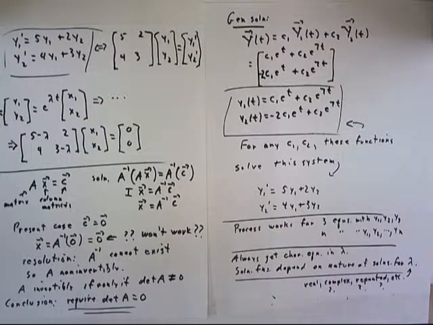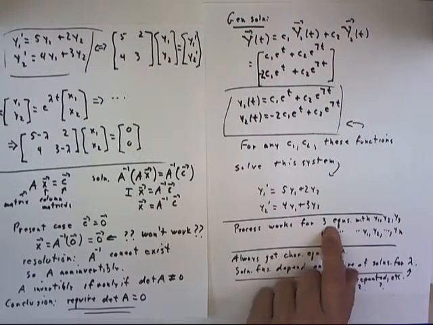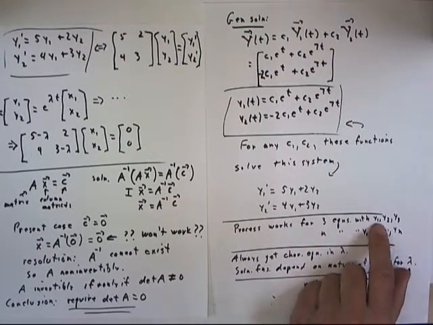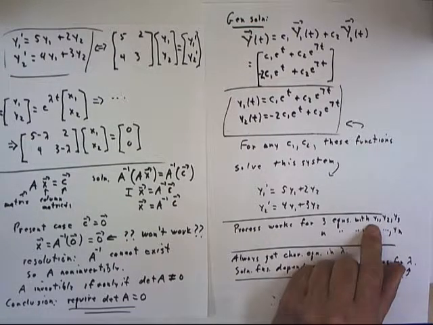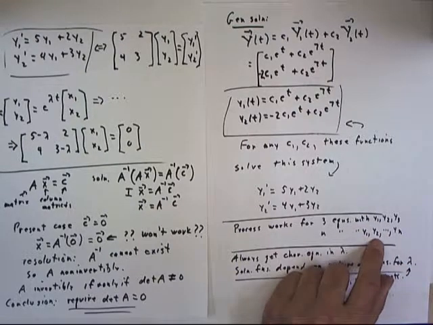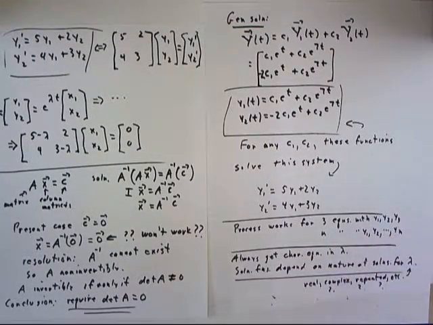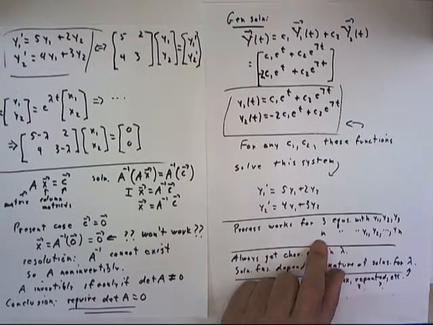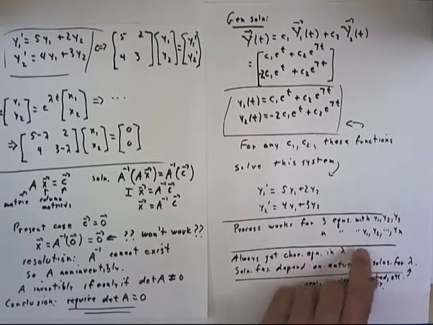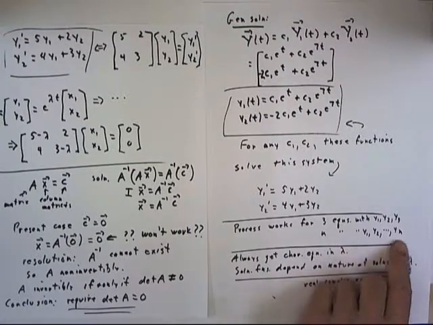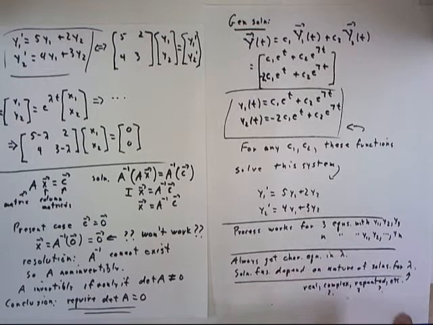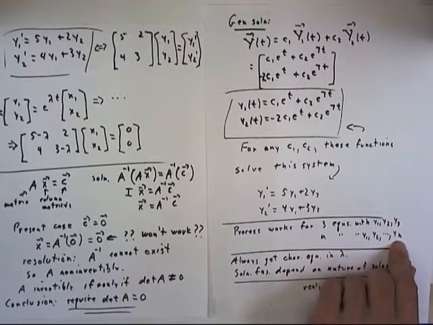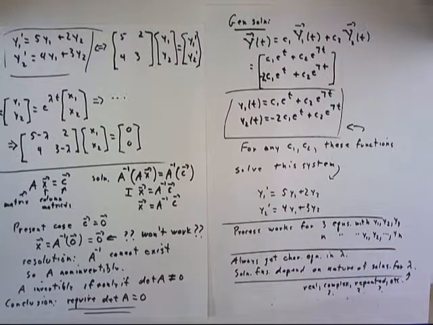The methods that we've used work equally well for three equations with three functions. Call them y1, y2, y3. So you'd have a y1 prime equals some combination of y1, y2, y3, y2 prime, another combination of the three functions, etc. And it works as well for n equations, where n is any number. So you'd have functions y1, y2 through yn. And you would have an equation for y1 prime, an equation for y2 prime, etc., all the way up to an equation for y sub n prime.